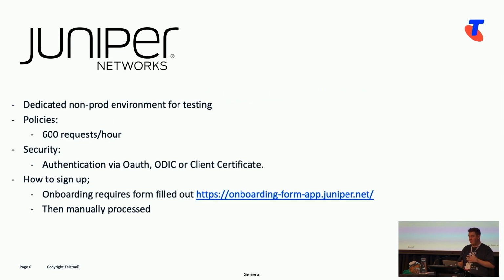With Juniper, they have a number of security options to secure the API. They also have a totally separate dev sandpit environment, which is really nice when setting up. You can query their fake data to make sure everything is good for production. For onboarding the API, it's currently via the URL mentioned there, and it's manually set up by the Juniper API team.